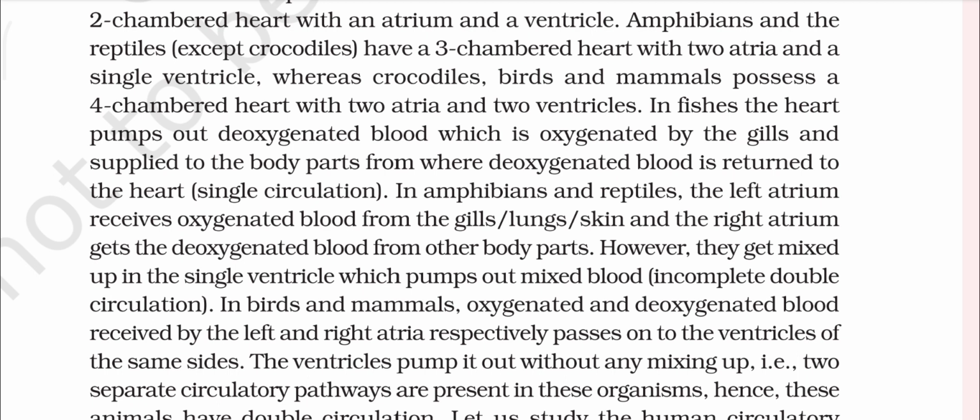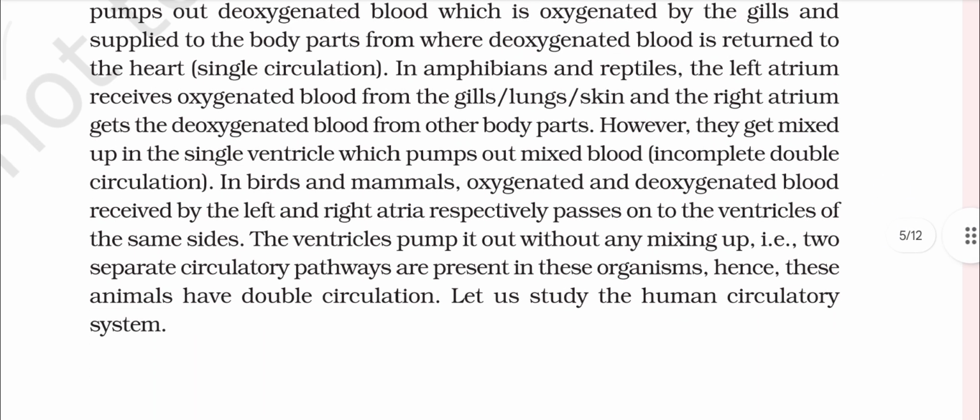In birds and mammals, oxygenated and deoxygenated blood received by the left and right atria, respectively, passes on to the ventricles of the same sides. Ventricles pump it out without any mixing up. Two separate circulatory pathways are present in these organisms. Hence, these animals have double circulation.